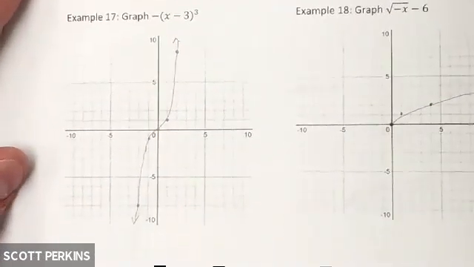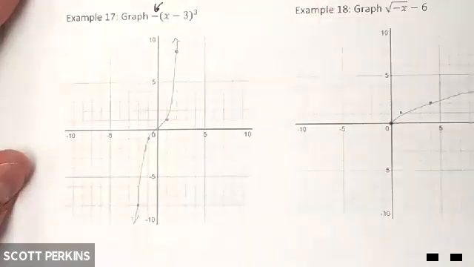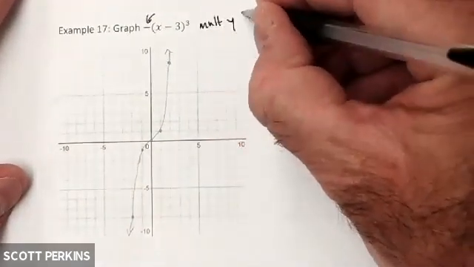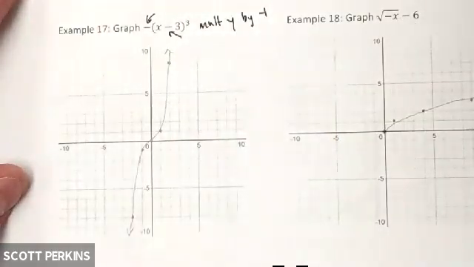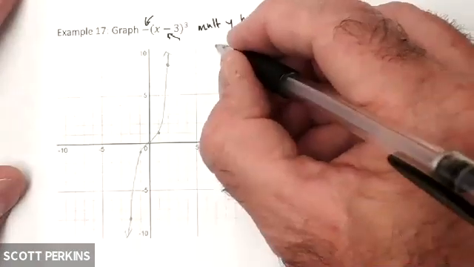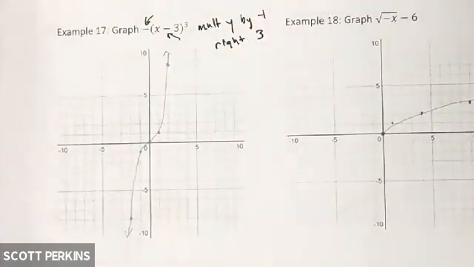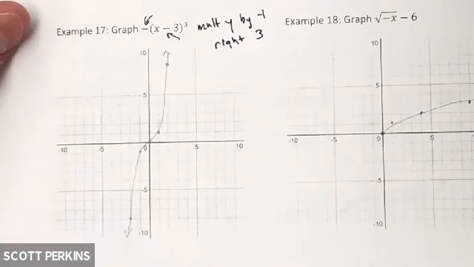Example 17. This time we only have 2 things that are being done to this graph. The first one is because of the negative out front, I'm going to multiply my y values by -1. And then because of the -3, I'm going to take the result and move the whole thing to the right 3 units. So multiplication first. I'm going to multiply all the y values by -1.